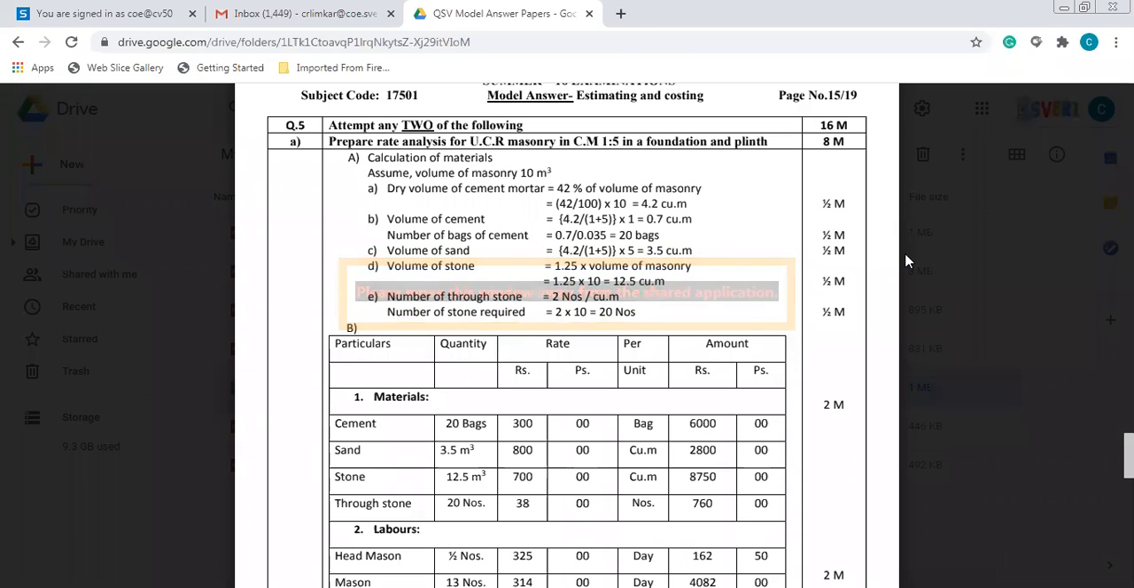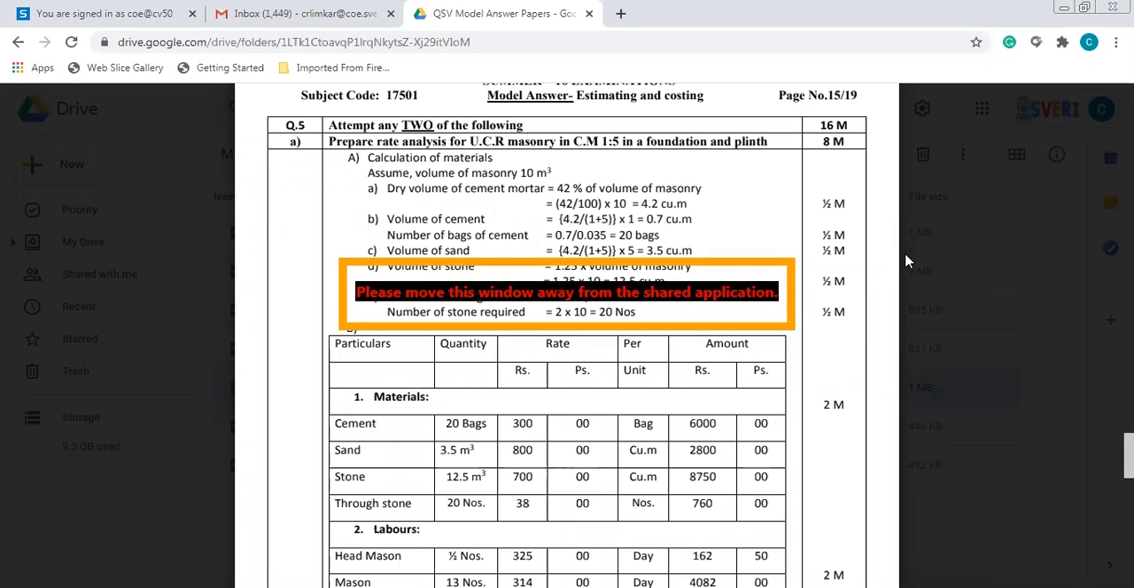For the GATE, you can divide the subjects having the maximum weightage, like your environmental engineering, then geotechnical, fluid mechanics, and transportation. These are the four main subjects which will carry maximum marks: fluid mechanics, geotechnical engineering, environmental engineering, and transportation engineering.